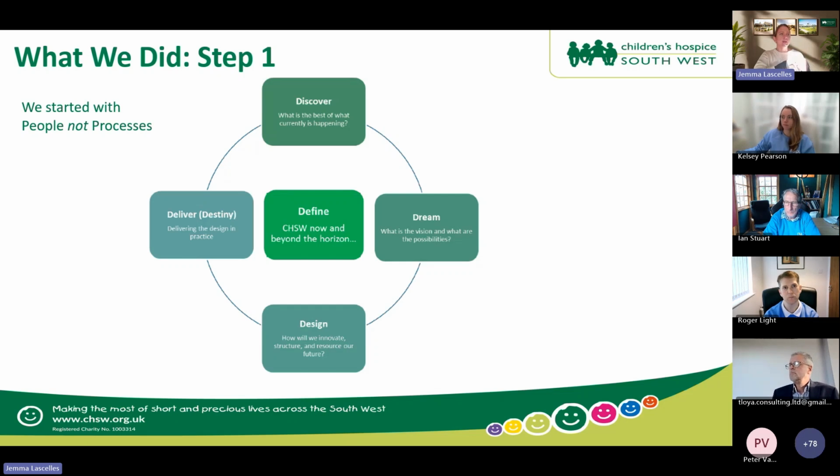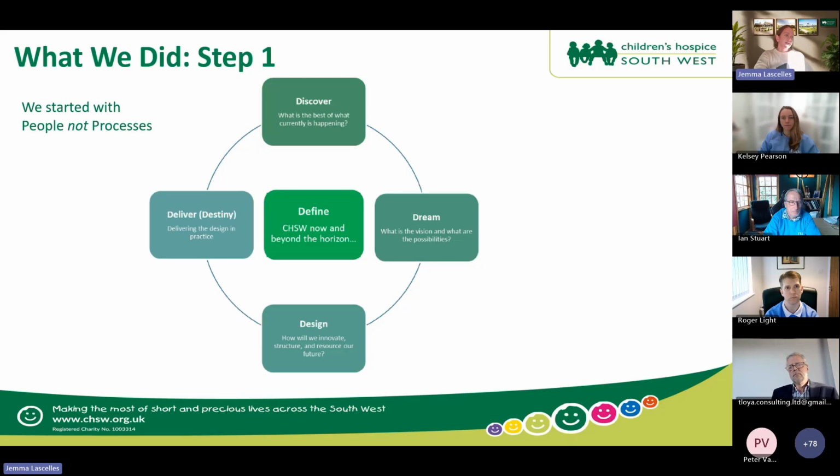And what it also did is it meant that we were able to really keep children and families at the centre of those conversations. Ultimately, that is our underlying mission as a charity. We are here to make the most of short and precious lives. And therefore, how we support the children and families in our care, how we do more for them, and how we respond to their needs, that needs to be at the centre of all those conversations.